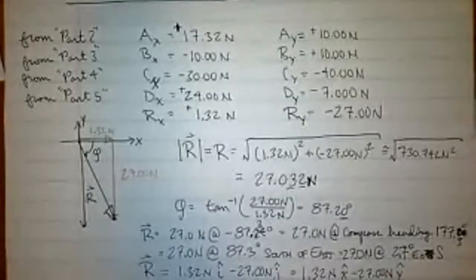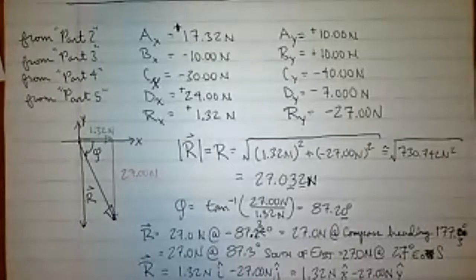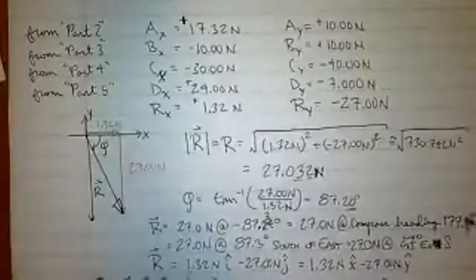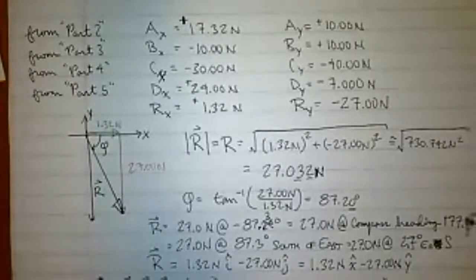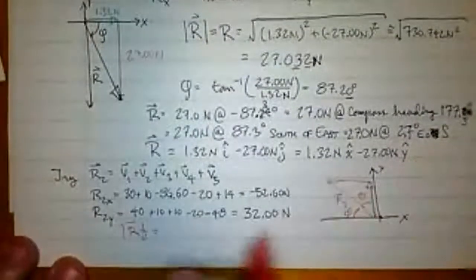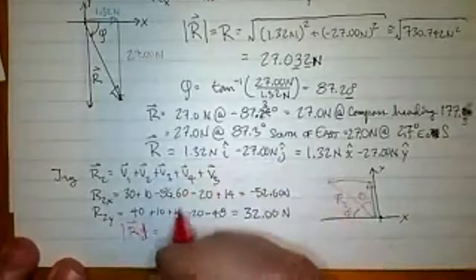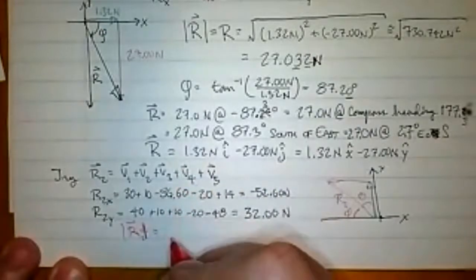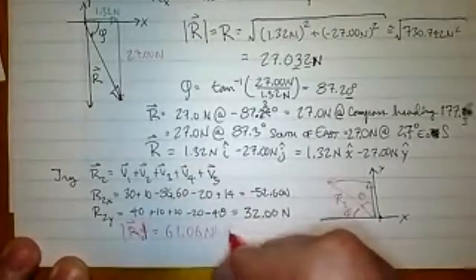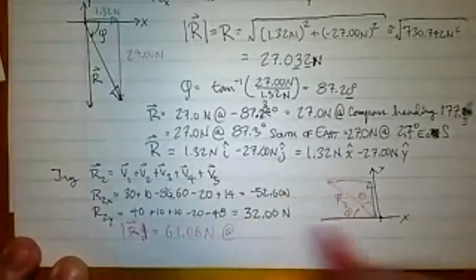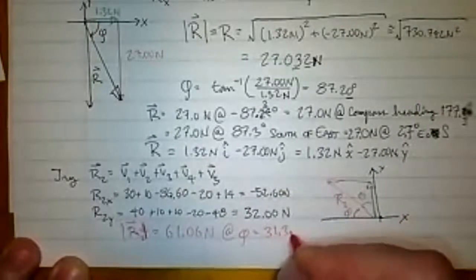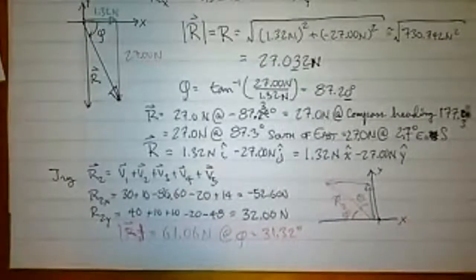And when I did that, actually, no, I calculated this angle, phi. When I did that, I got this R2 magnitude is equal to 61.06. And that angle, since I've shown you the angle, I can just say at phi equals 31.32 degrees. That's it.